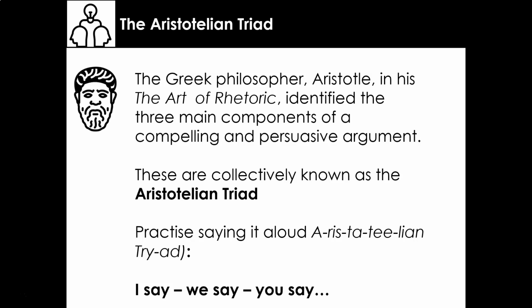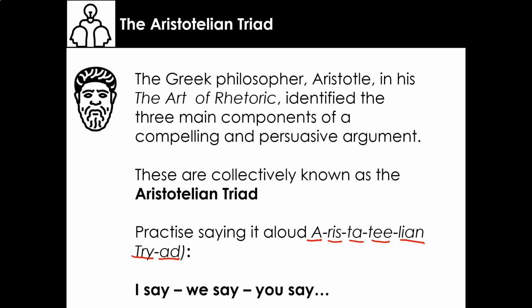Now, that's quite a big and tricky word to say. I can say it easily now because I've had lots of practice, Aristotelian. But to start with, it makes sense to break it down. So we're going to practice saying the word aloud. I'm going to break it down into its different parts. Aristotelian. Okay, Aristotelian. And the second part, triad. Triad. So we're going to say it together now, broken down into those parts.